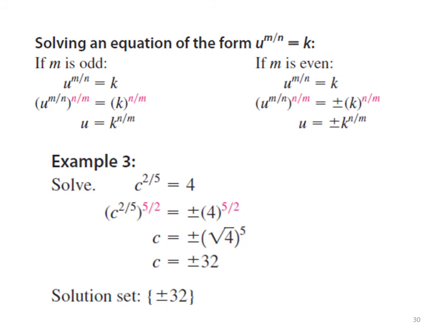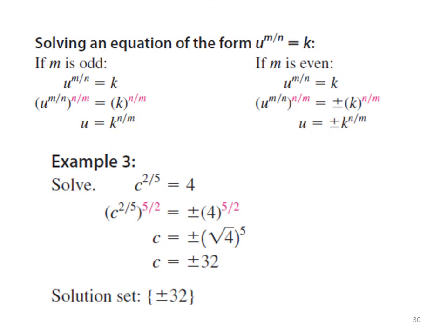Now that depends on whether m is odd or even. Then you can either have one or two solutions depending on whether m is even or odd. In the case where m is odd, now you have the left hand side raised to the power m over n. To get rid of the radical, you want to raise both sides to the power which is the reciprocal of m over n. You raise both sides to the power n over m. For here, if m is odd, you will have only one solution.